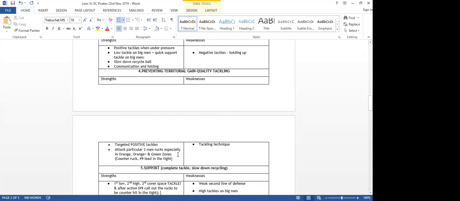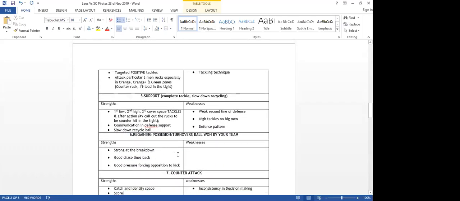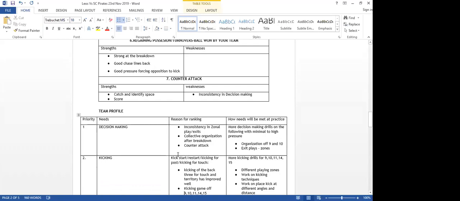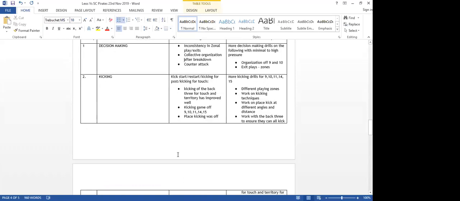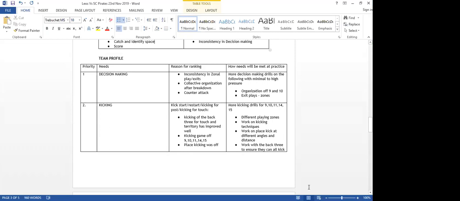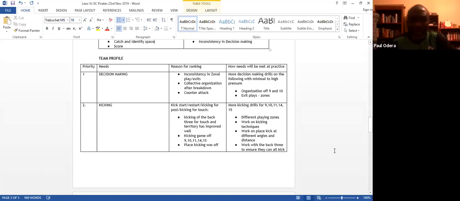So going down to the other template is where the team profile is. As Tank said, your priority. So just to sort out the weaknesses. Malik. Yes. Give me an example. Go back up.